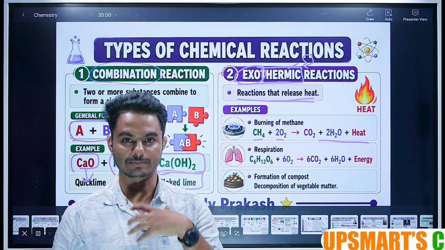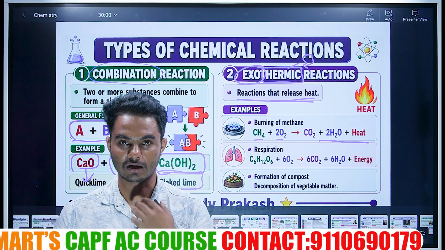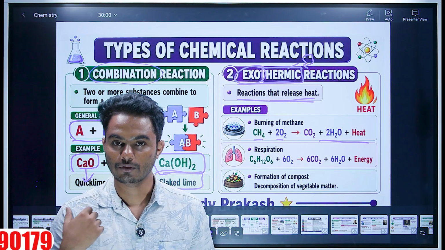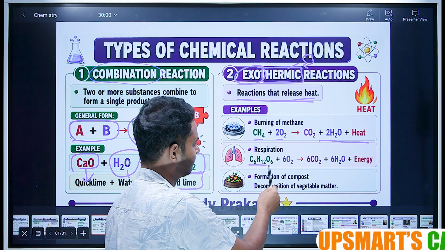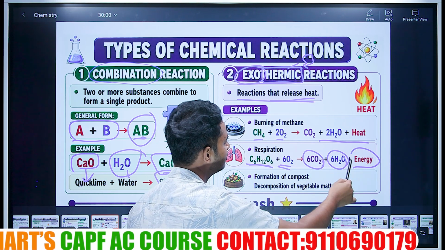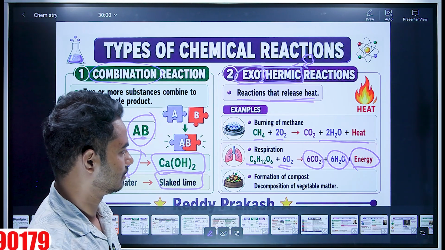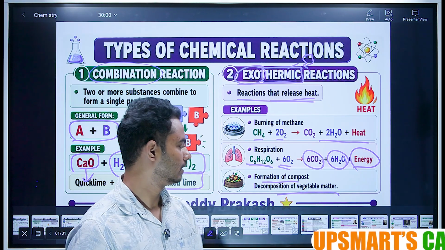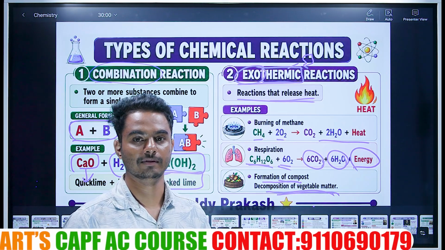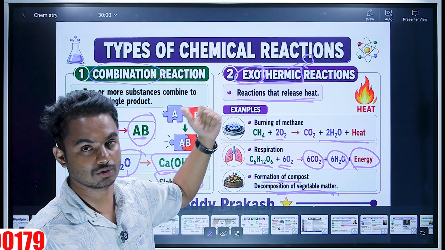And the respiration. Have you ever observed? We respire, and we release the air. When we take it in, we don't feel like we are taking in hot air. When we breathe out, we feel like the air is coming out hotter. Why? The glucose is being broken down into carbon dioxide, water, and energy, that is exothermic. Heat is being released. That is respiration. And other examples are formation of compost, decomposition of vegetable matter. This will also release energy, release heat. That is also an example of exothermic reaction.